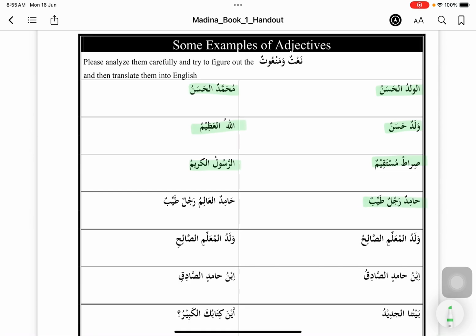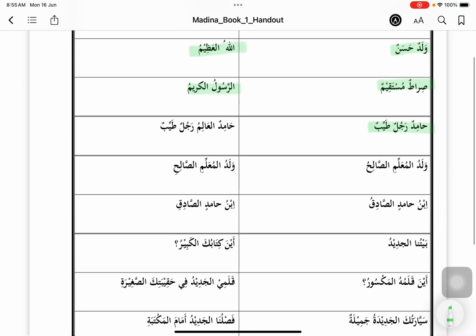Hamidun rajulun tayyibun. Okay, now here, Hamid is a good man, rajulun tayyibun. The tayyibun is the adjective of rajulun, right? Hamidun is rajulun tayyibun.